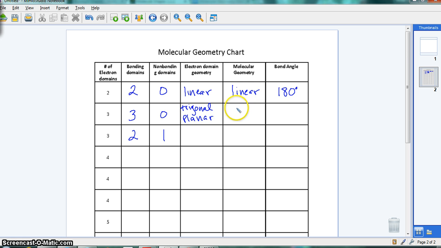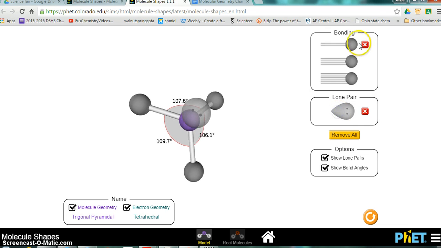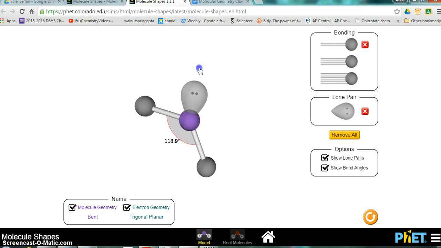And because there are no lone pairs, that is also the molecular geometry, with bond angles of 120 degrees. Okay? Now, if we change one of the bonds to a lone pair, let's see what that looks like. So we're going to take away a bond, we're going to make it a lone pair.